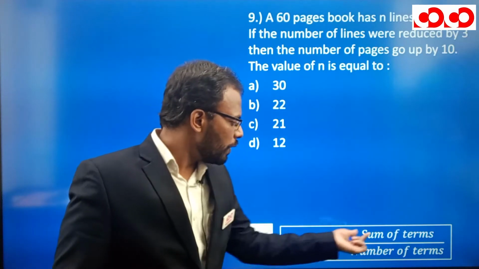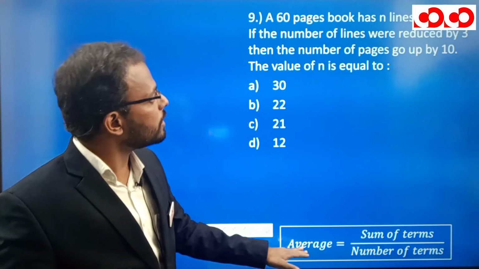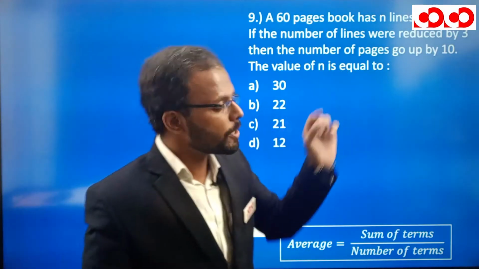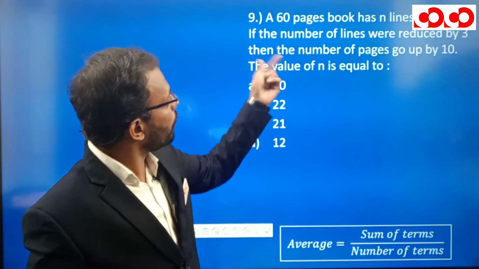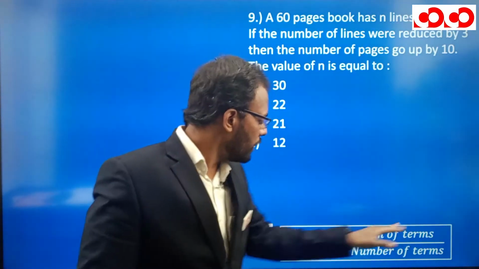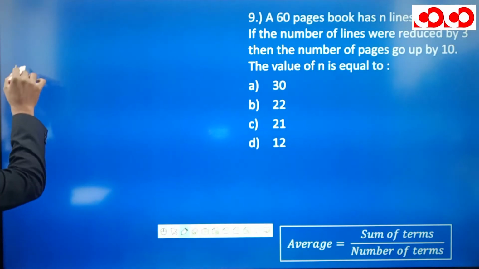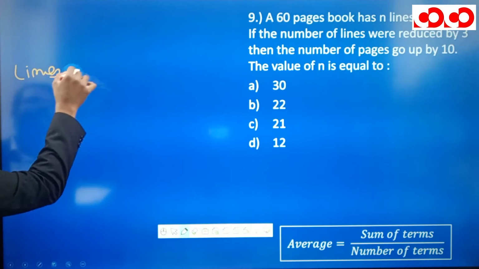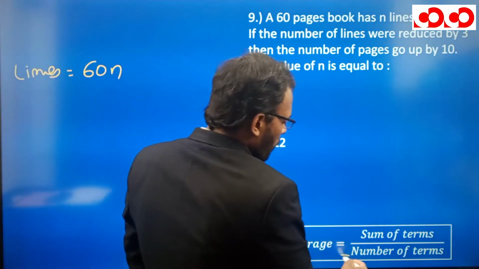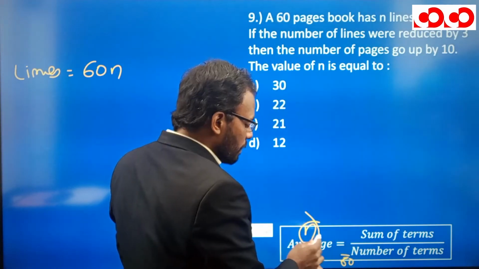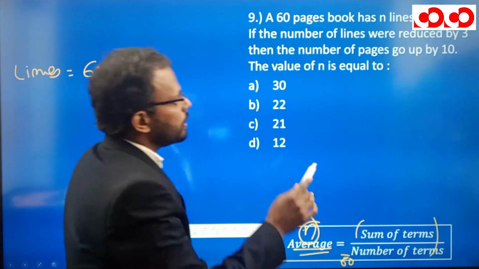So the average is equal to sum of terms divided by number of terms. Now over here, what is the average? N lines per page. It means that every page is having n lines and we have been given the number of pages, that is 60. So the total lines is going to be 60 into n, because 60 is the number of terms and number of lines per page is the average. So n multiplied by 60 will give you the total lines.